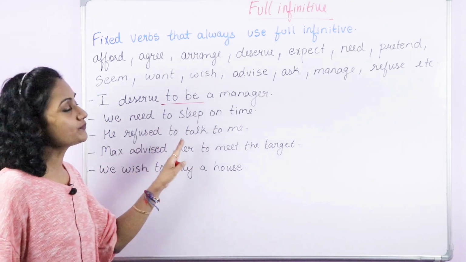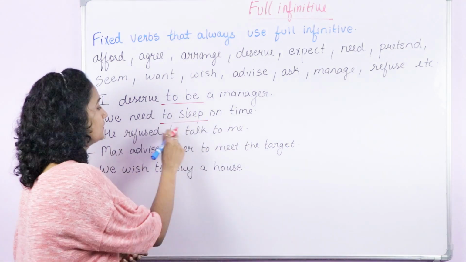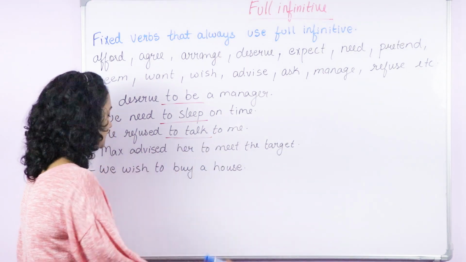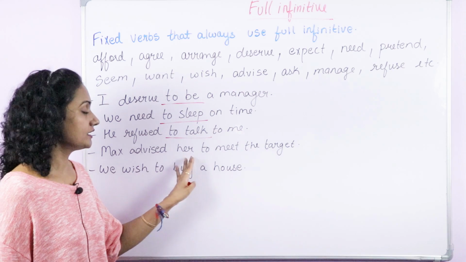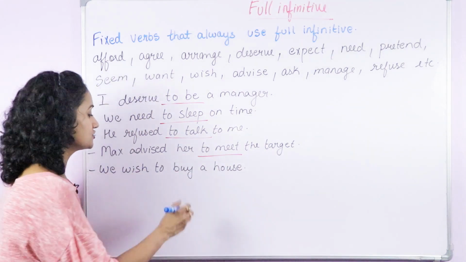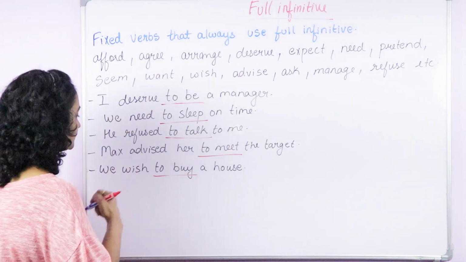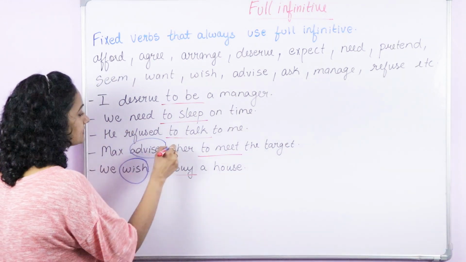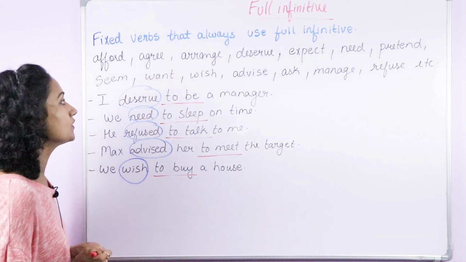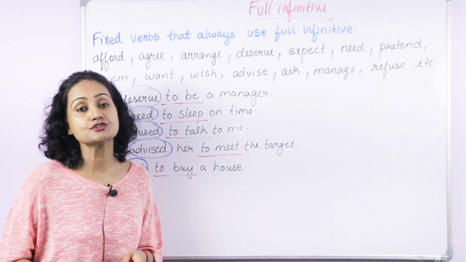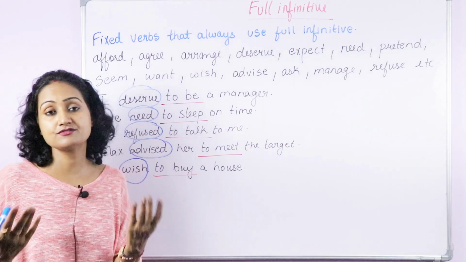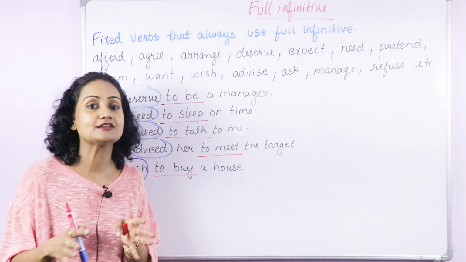We need to sleep on time. To sleep with need, deserve. He refused to talk to me. Max advised her to meet the target. We wish to buy a house. Okay, so here wish, advise, refuse, need, deserve. So these are the verbs that always use full infinitive. So this is all about full infinitives. I have told you where to use full infinitives.